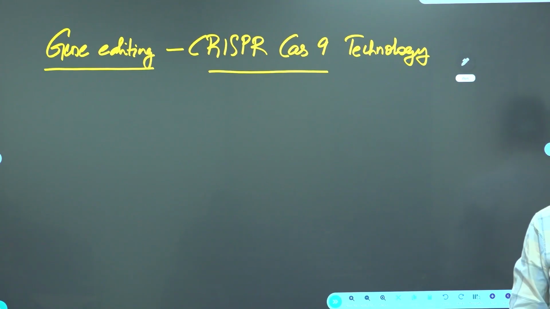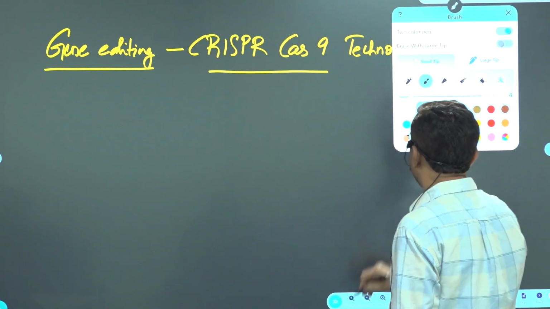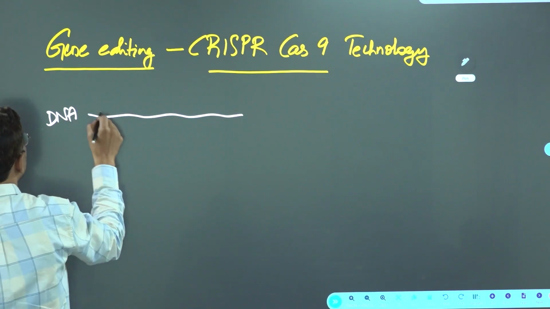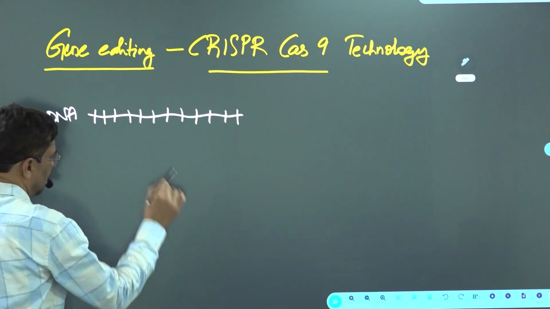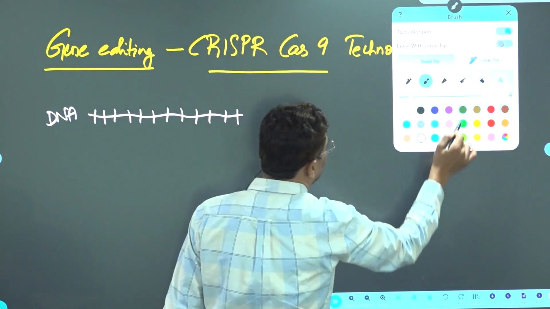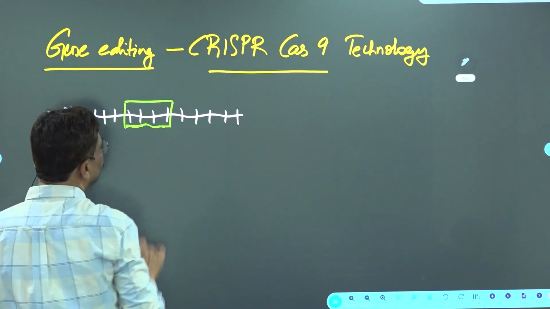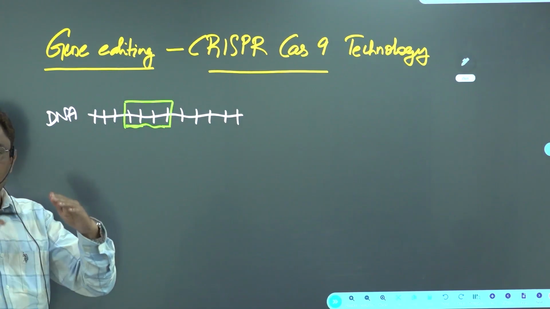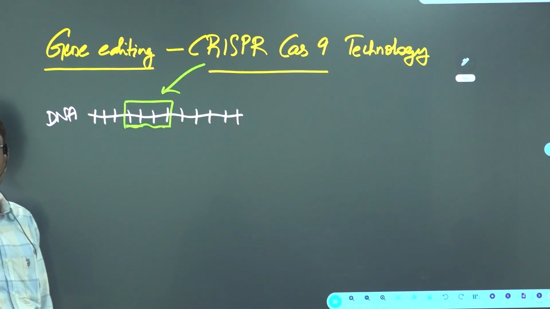So gene editing, or genome editing. By this gene editing process, the scientists are able to alter the genetic material. Suppose this is the DNA. This is the pattern of arrangement of nitrogen bases of the DNA. Suppose this part of the DNA is abnormal, and you want to change, alter, or rectify this DNA. For this, the CRISPR-Cas9 technology method is used.